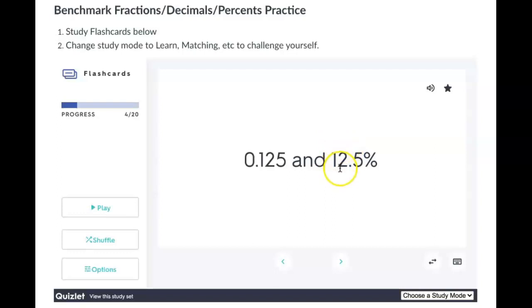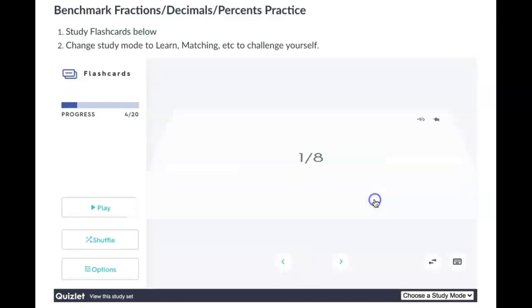Well, half of 25 is 12 5/10. That would be written as a decimal as 125 thousandths. And when we multiply that by 100, we get the percent, which is 12 5/10%.